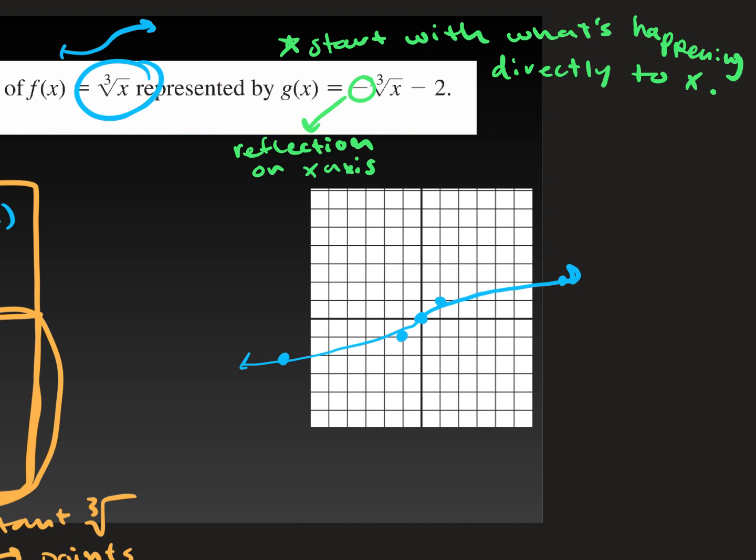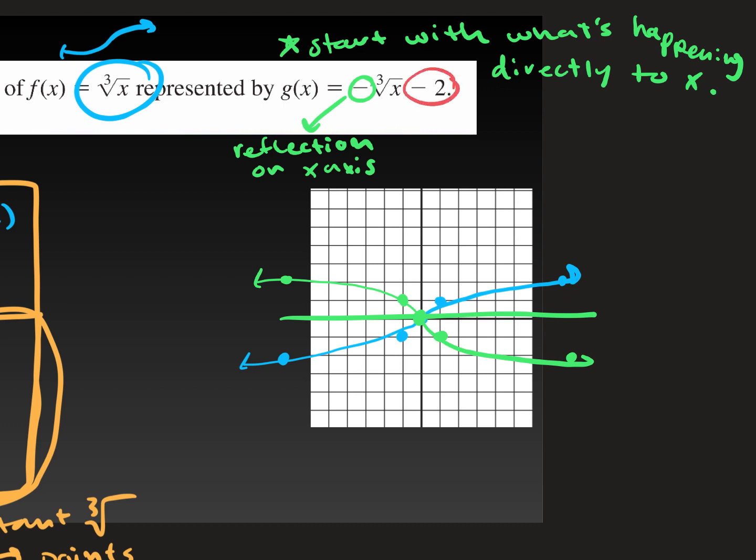So the x-axis is this one here. That acts as my mirror. I'm reflecting it on that axis. So all my points above the x-axis now go below the x-axis. All the points below the x-axis go above. So I keep those same points, just flip them. So that's my first transformation, just the negative.